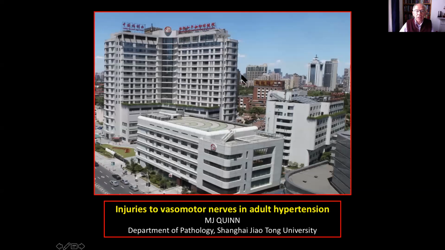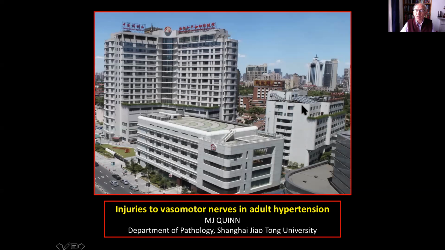Now, this work was done in both Wenzhou and Shanghai. I'm very grateful to Professors Wu Sheqing and Chengguo Rong in Shanghai, and to Professor Zhang Huijuan and Professor Huang Hefeng in Shanghai Jiaotong. And we're going to discuss injuries to vasomotor nerves in visceral arterioles in adult hypertension.